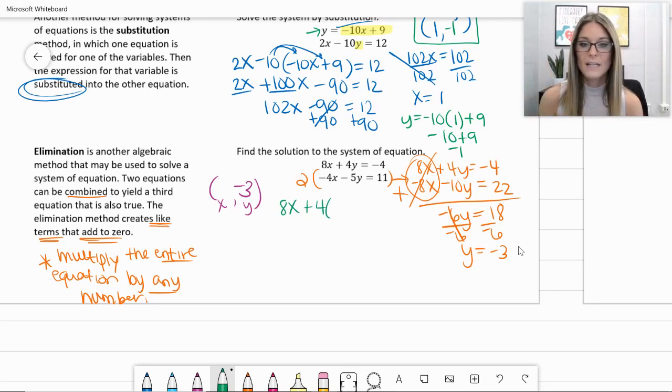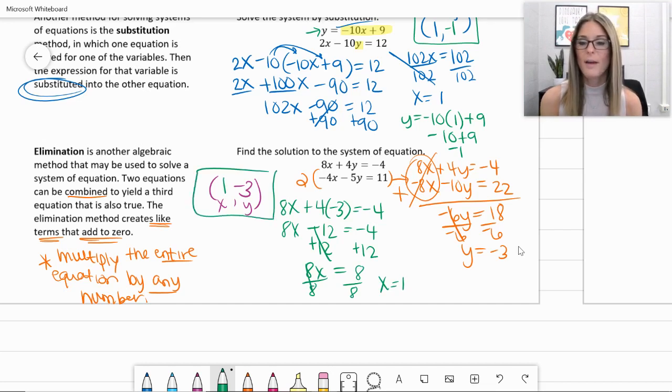I know y is -3 equals -4. Let me evaluate 8x, 4 times -3 is going to give me -12 equals -4. And now look, it's a little two-step equation to help us solve for x. I'm going to add 12 to both sides. 8x equals 8. Divide by 8 on both sides. X equals 1. Final answer.